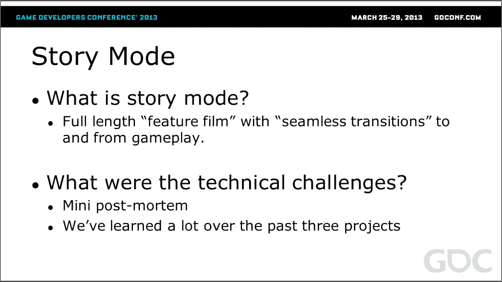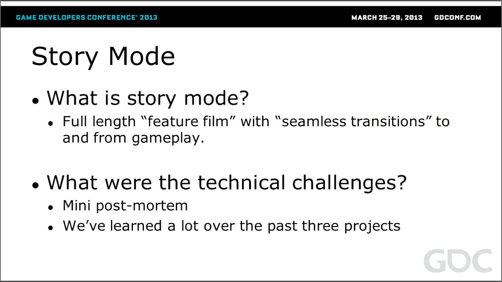So what is this talk going to cover? What is story mode? There's a full-length feature film rendered in our game with seamless transitions in and out of gameplay. The last two Mortal Kombat titles, as well as our highly anticipated upcoming title, Injustice: God Among Us, have seamless pre-rendered cinematics that transition in and out of gameplay. And this isn't as easy as slapping a movie player over your loading screen.